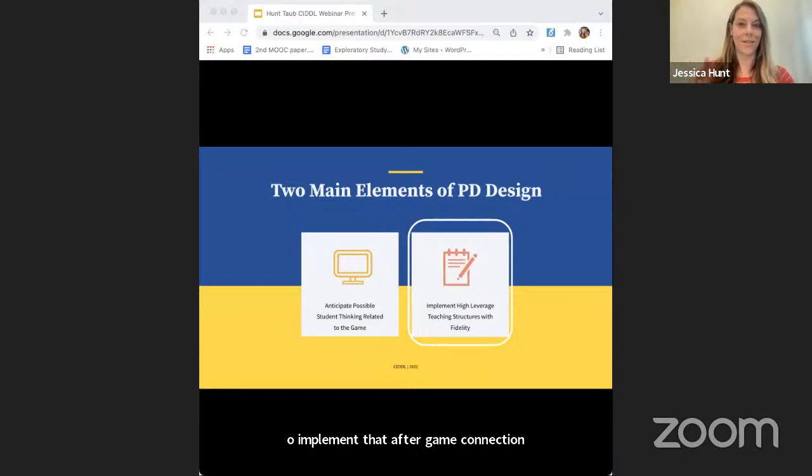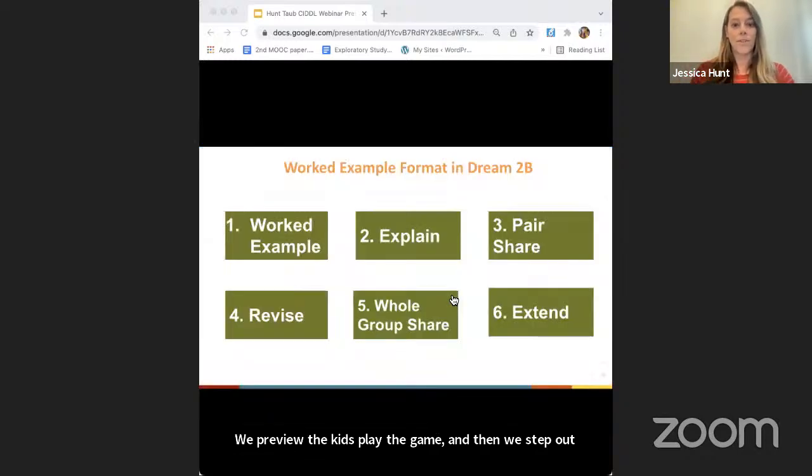So remember, that's that third thing that happens as a part of our overall curriculum. We preview, the kids play the game, and then we step out of the game and play an after game task. And for us, one of those types of tasks are called worked examples. In Dream to Be, our worked examples give students opportunities to first self-explain, then rehearse or share their explanations with a partner, and then finally revise their explanations before they share with the whole group.